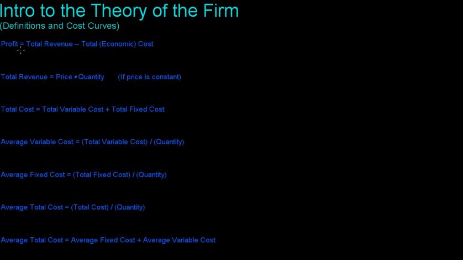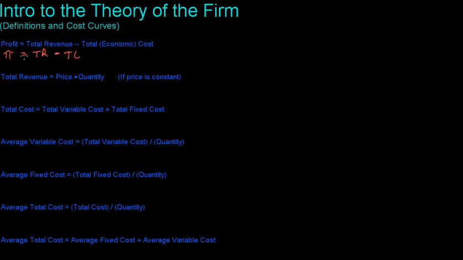So profit is normally abbreviated with pi. And so profit is equal to total revenue, which is abbreviated TR, minus total, and I put economic in here to distinguish this from accounting. So total economic cost. And if you are unclear on that, let me know and I'll go over it in another video. But that's kind of a lengthy topic, so I'm not going to cover it here. Okay, so total revenue minus total cost. And total cost is abbreviated TC.